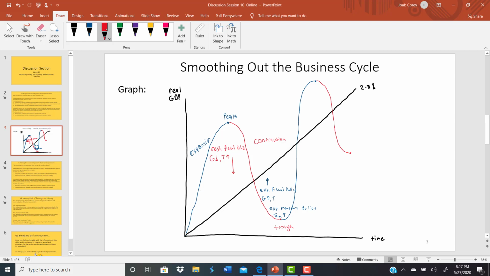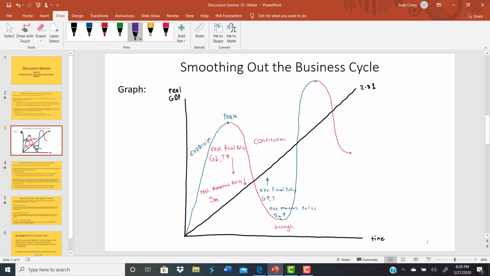Or we can use that restrictive monetary policy, which involves decreasing the supply of money, and again, helps slow the economy down. Or a combination of the two. Usually these are at least often used together, rather than just one or the other.